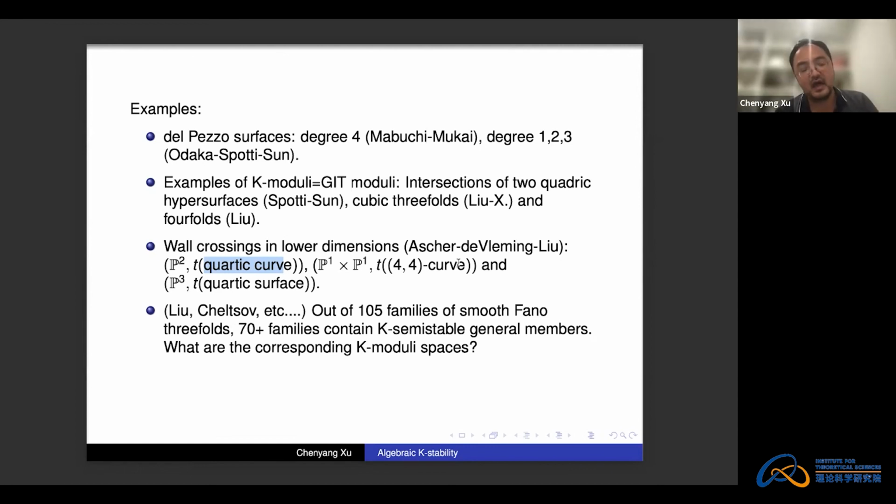So basically, I think the theory of Fano K-moduli now gives people a completely new playground to study moduli spaces, and hopefully it can connect to some other problems as well.